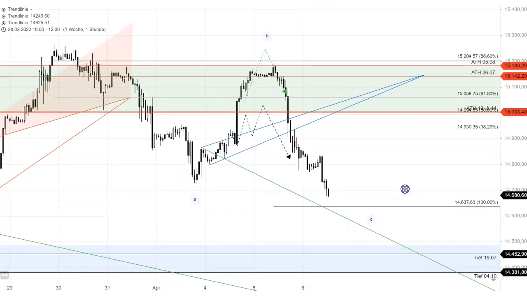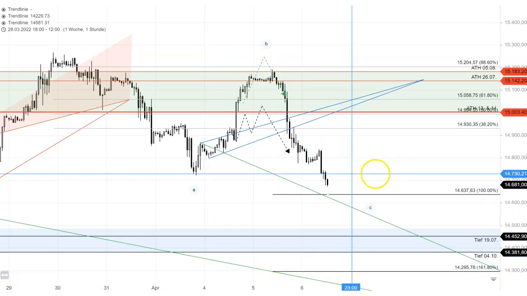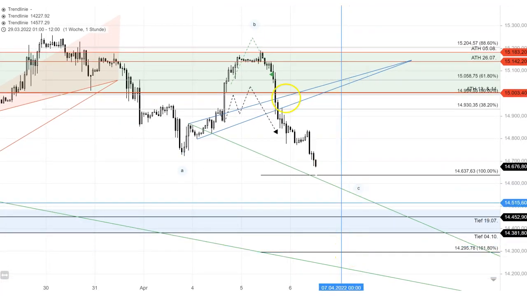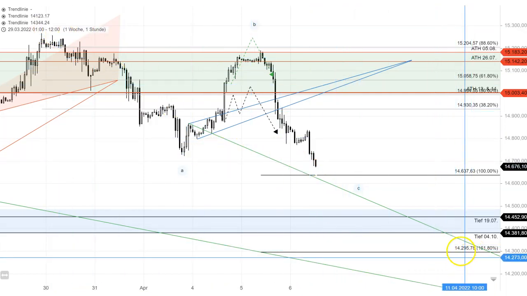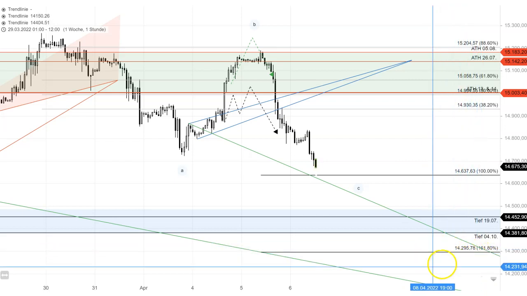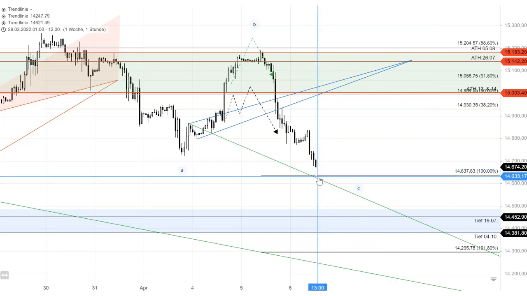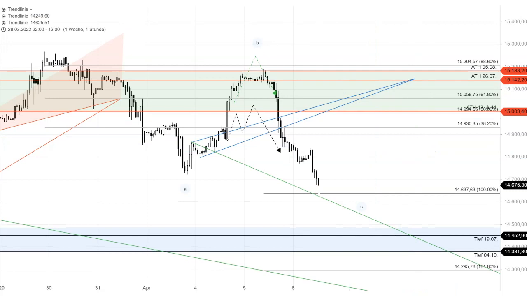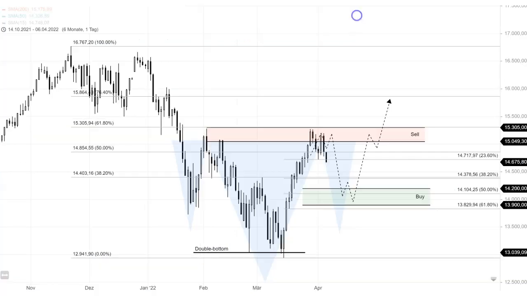Nevertheless, I still think we can go much steeper because, first of all, of that target line here, and I think we will make at least that 161.8 projection of that leg here, and that will be at 14,295, and I will explain that in another video if that happens. But for now, just watch these targets here, and they are the minimum targets for Nasdaq. It could turn from here, but I prefer still to go a bit lower, and we're gonna jump into now the daily chart.